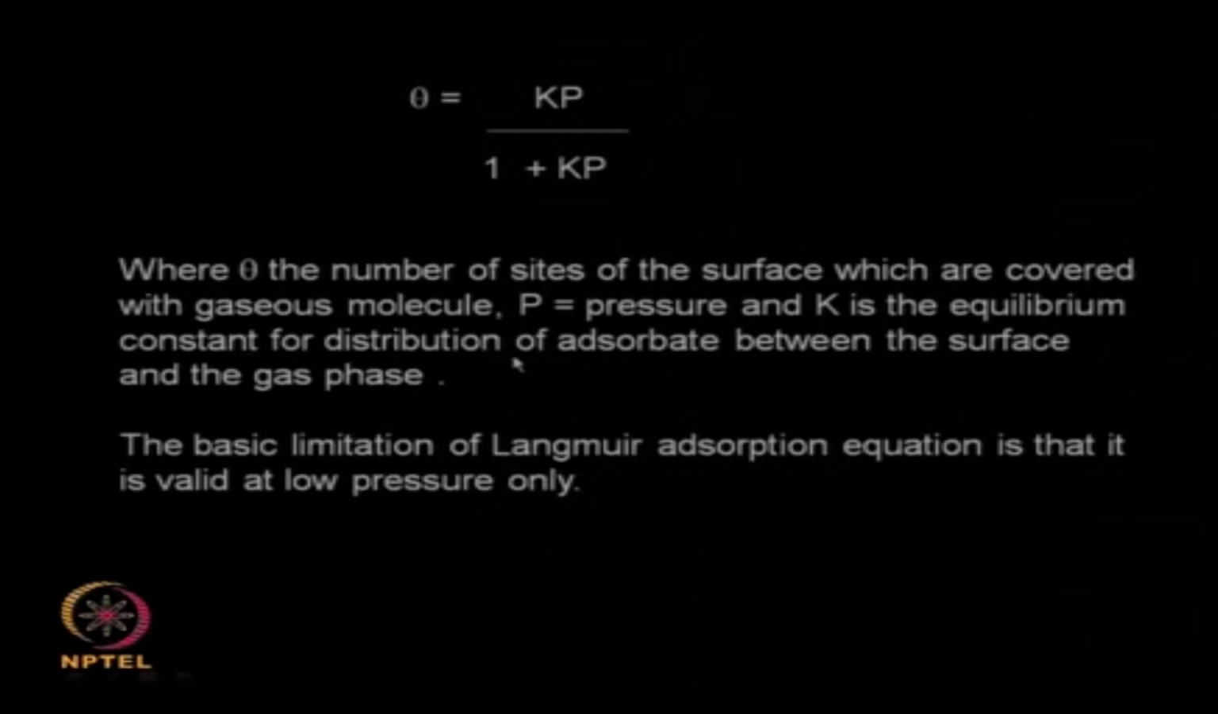Again, the basic limitation in the Langmuir model is that it is valid only at low pressure, and the Langmuir model also assumes a monomolecular layer. That means it does not assume that after you form a monomolecular layer you can have another layer of gas sitting on top of the original layer of the gas that got adsorbed.